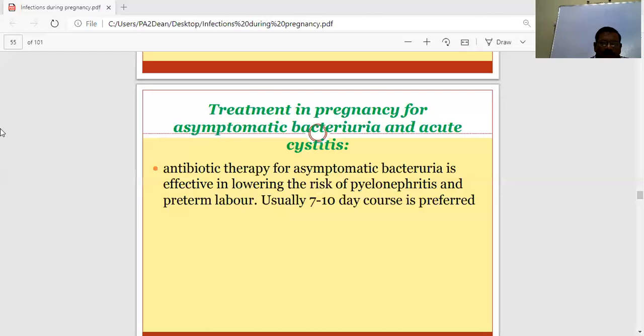Treatment in pregnancy for asymptomatic bacteriuria and acute cystitis is antibiotic therapy. Antibiotic therapy for asymptomatic bacteriuria is effective in lowering the risk of pyelonephritis and preterm labor. Usually a 10-day course is preferred.